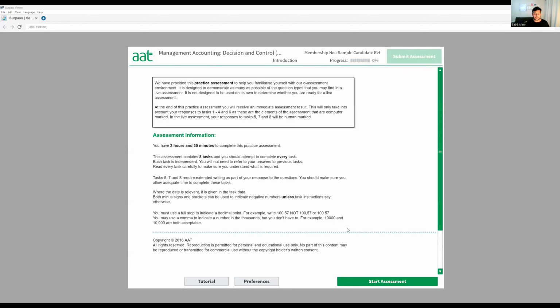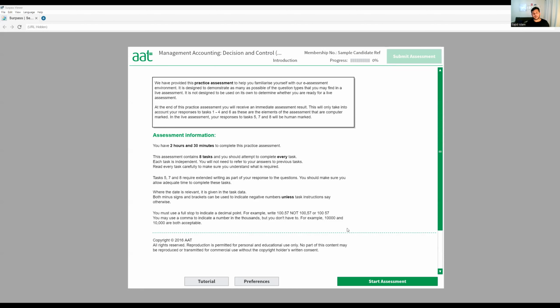Hello, everyone. In this session, we're going to talk about management accounting, and today we're going to talk about decision making and controls. This is one of the papers from level 4, AQ16, and of course this paper is quite important because we have two management papers in level 4.